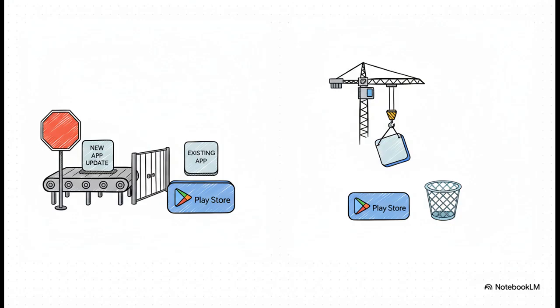A rejection is basically a stop sign for a new update you're trying to publish. It's annoying, but your current live app is totally fine. A removal, though, is more serious. That means your live app gets pulled from the store. Now, a single removal won't tank your account right away, but if it becomes a pattern, yeah, that's not good.